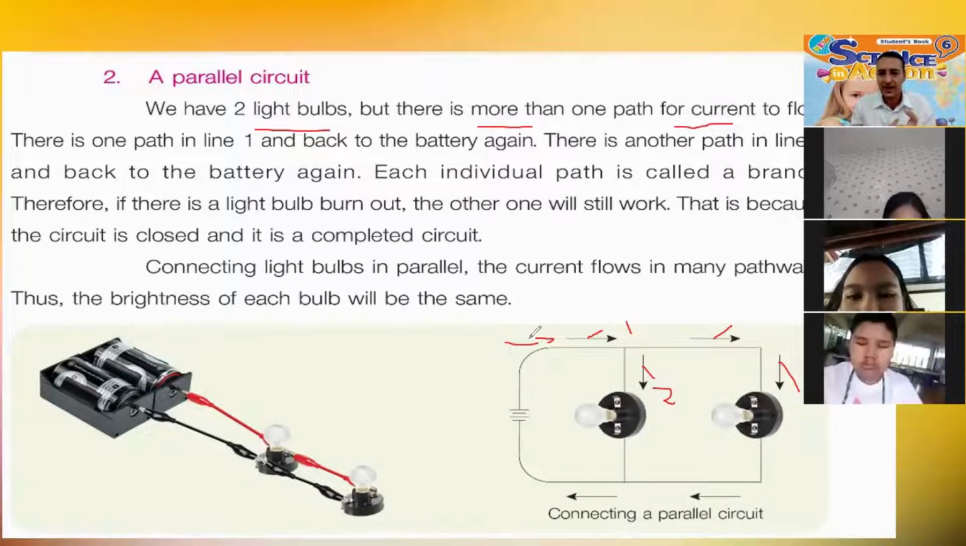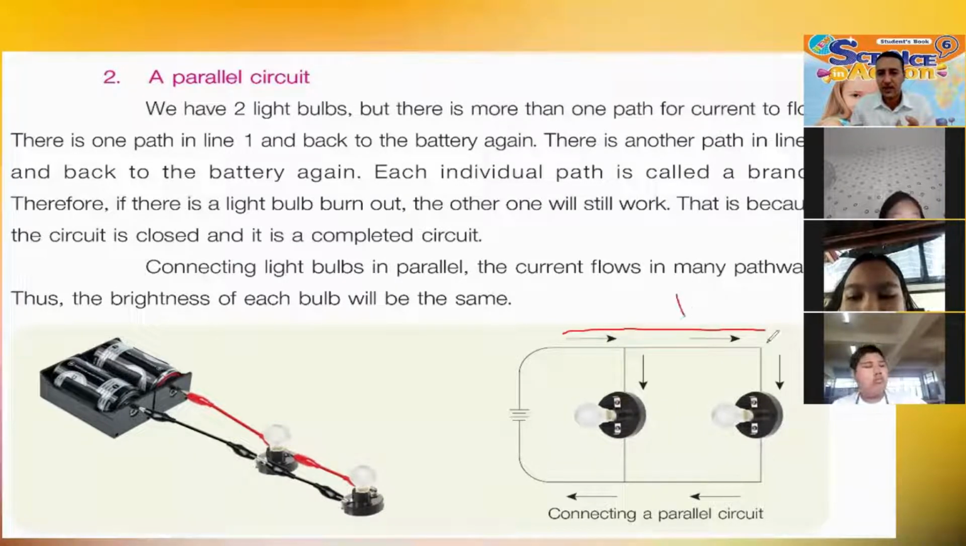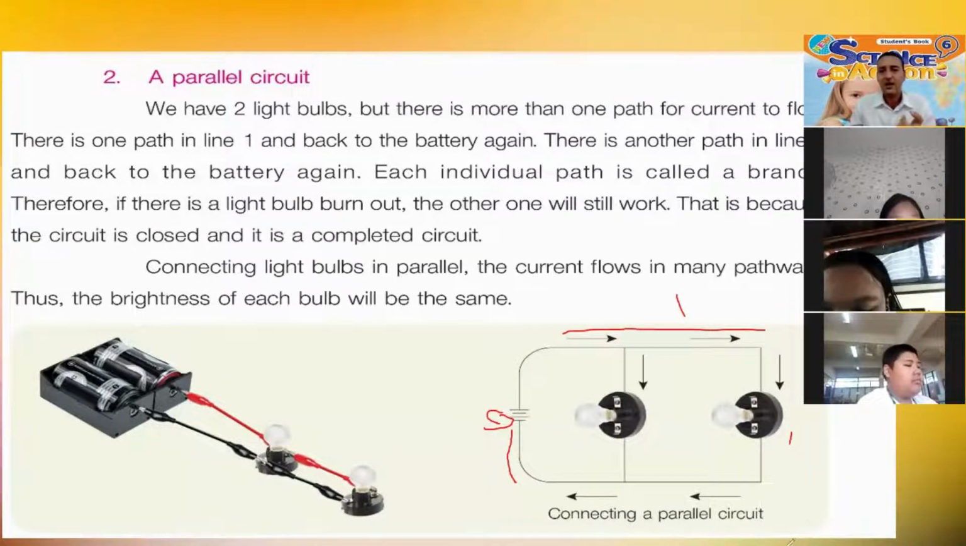So the path 1 here, you can see, if the current flows from path 1, it comes down directly back to the battery. This point is actually the battery point. So the flow continues with path 1, but in between you can see there is another path, right? They're having another path in between.